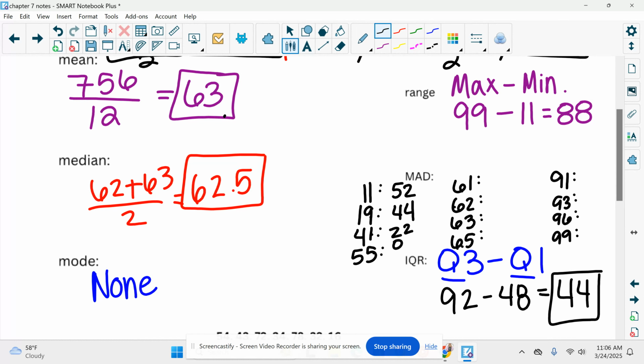Liam, you do 61. Peyton, you do 62. Nolan, you do 63. Austin, you do 65. Zoe, you do 91. Parker, you do 93. Harrison, you do 96. Connor, you do 99. Do it quick. I need those numbers, how far away. Alright, who was 61? Subtract. Liam, what was it? Who was 62? Peyton.